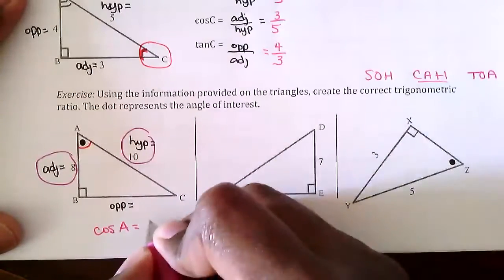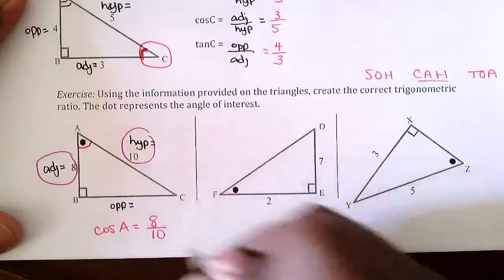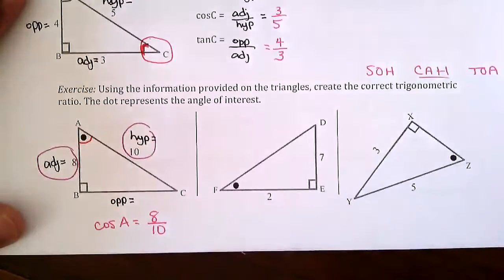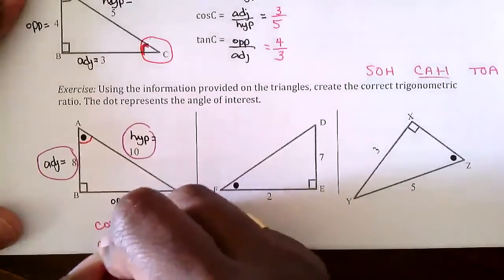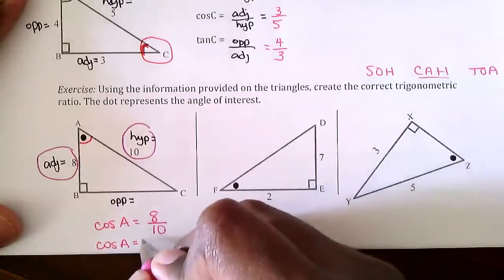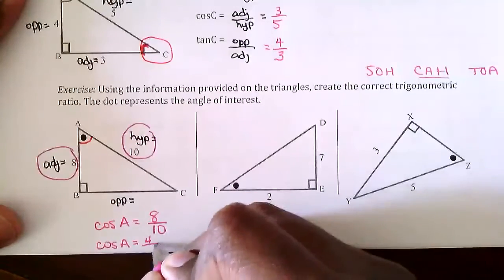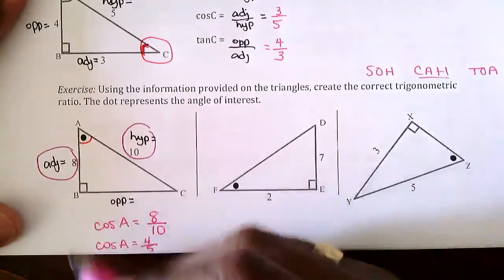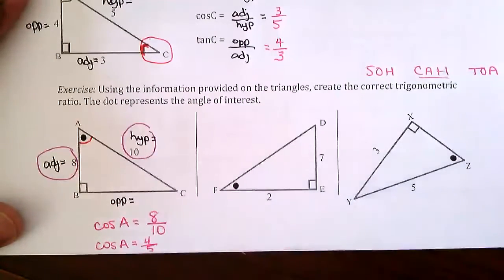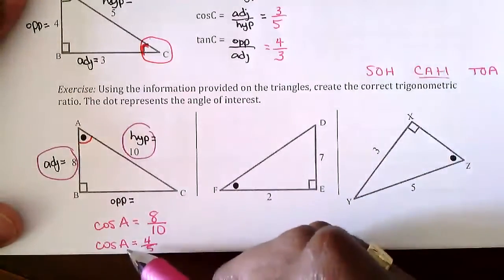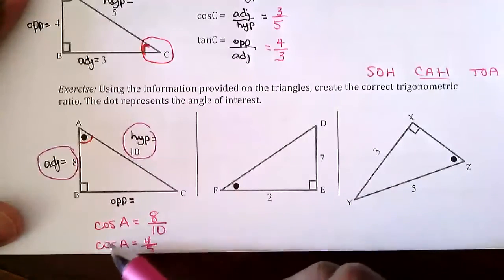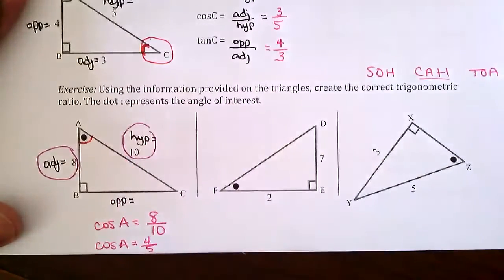So adjacent, which is 8, over hypotenuse, which is 10. Now this is great, but we have a fraction, and if you can simplify, you always want to simplify. So this is the same thing as saying cosine. I can divide both of these by 2. So 8 divided by 2 is 4, and 10 divided by 2 is 5. So the cosine of A is 4 over 5. So the 4 over 5 represents the trigonometric ratio for cosine A. Again, we don't know what that angle is, but we still know the trigonometric ratio that's associated with that angle.